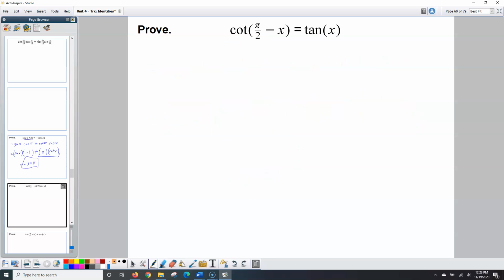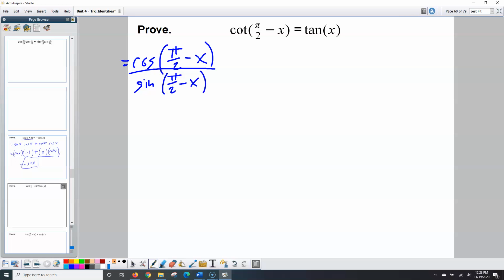Let's look at another proof. Cotangent of pi over 2 minus x. So cotangent, we weren't given a formula for cotangent. Why is he giving this to us? Well, how can I rewrite cotangent? I know cotangent is cosine over sine, right? So this is the same as saying cosine of pi over 2 minus x over sine of pi over 2 minus x.